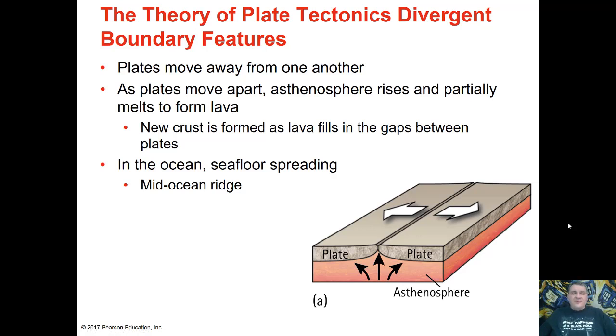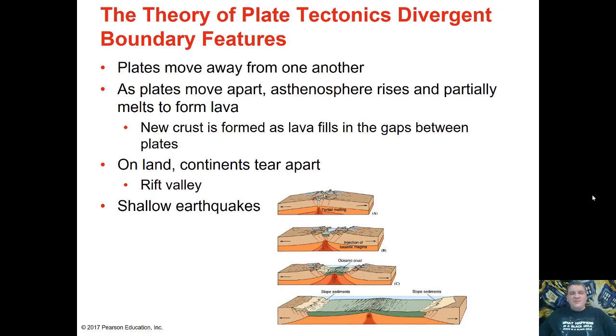So starting with the divergent plate, again, divergent plates are where they spread away from each other. So we're going to find these predominantly along the mid-ocean ridges. As the plates move apart, new asthenosphere is able to rise up and partially melt because of the decrease in pressure to form lava. This will then solidify, creating new lithosphere. So we actually form new crust as the lava fills in the gaps along these divergent plate boundaries. So this is again happening along the mid-ocean ridge.